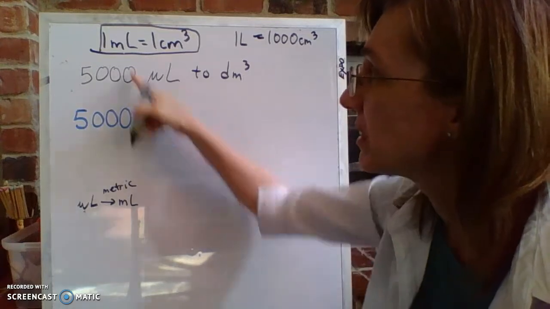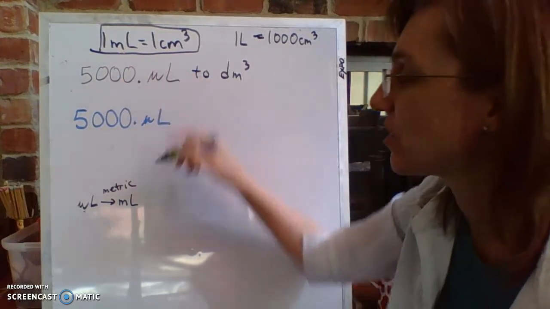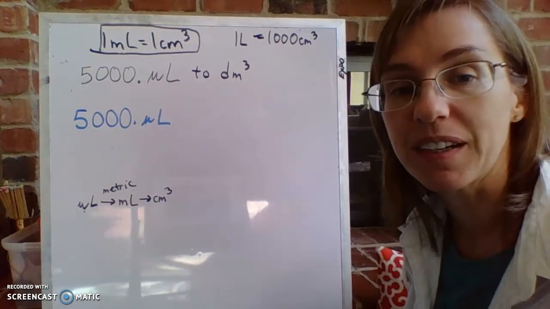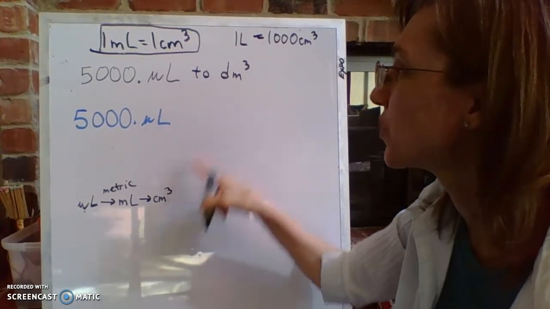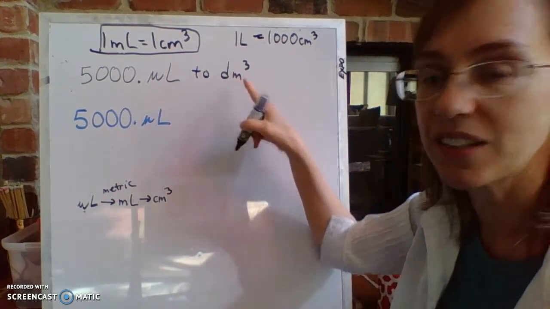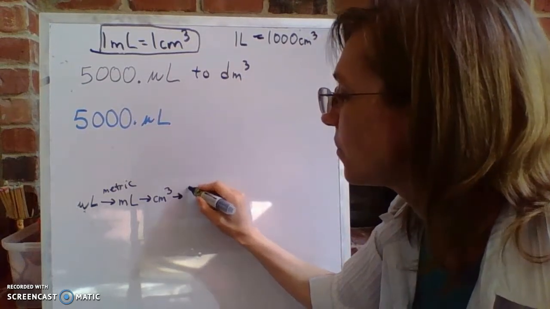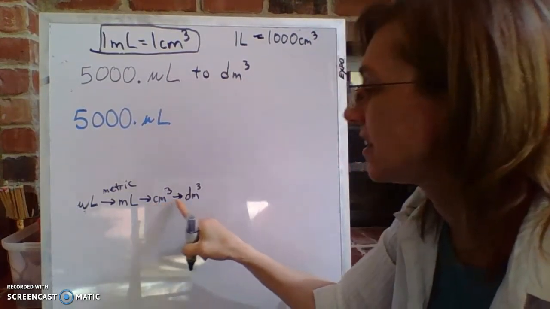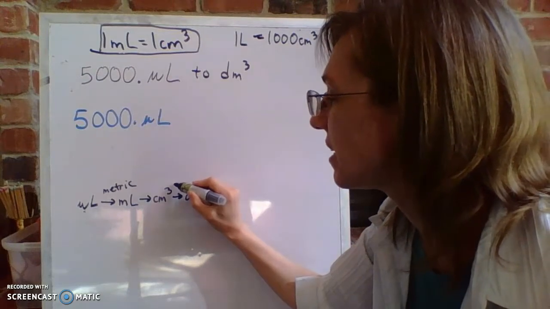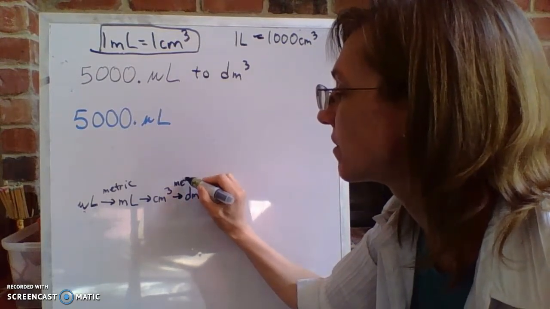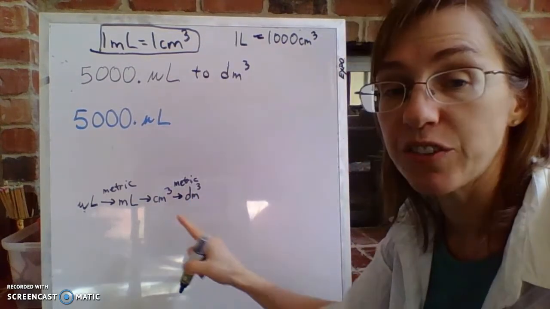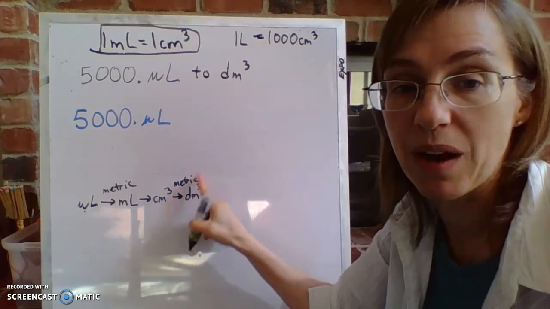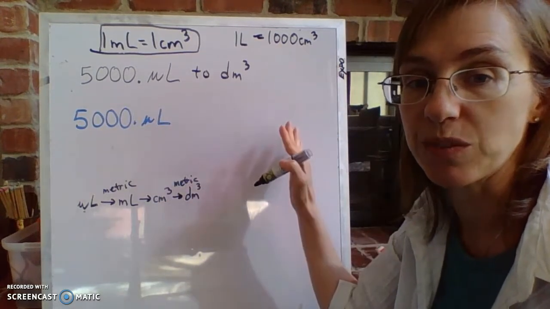And then once we have milliliters, we've got this conversion factor that can change it to centimeters cubed. Once we have it in centimeters cubed, then we can get it to our final one, which is decimeters cubed. Because again, centi to deci is a metric conversion. There's a trick here, though, that we've got to be careful about involving that cubed power, which I'm going to take you through as we work the problem.